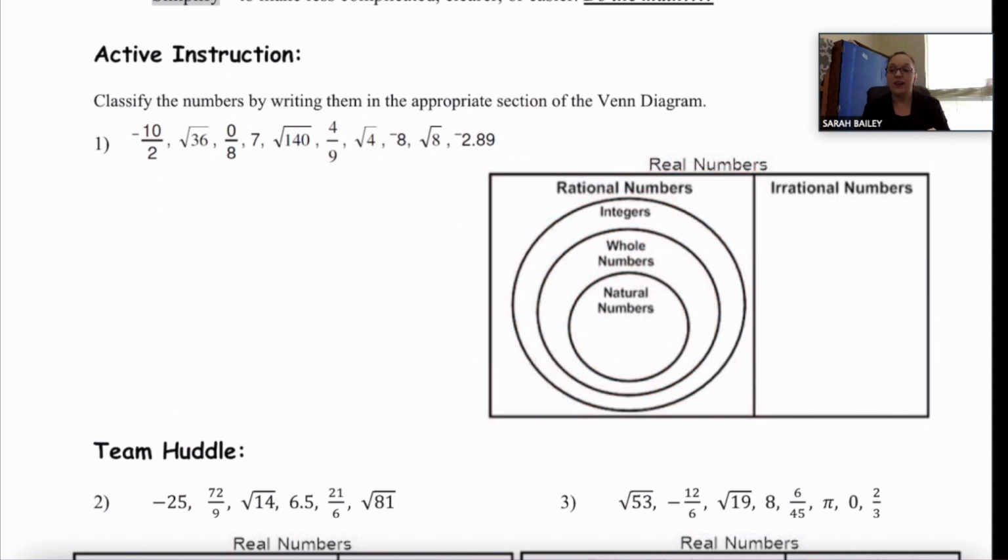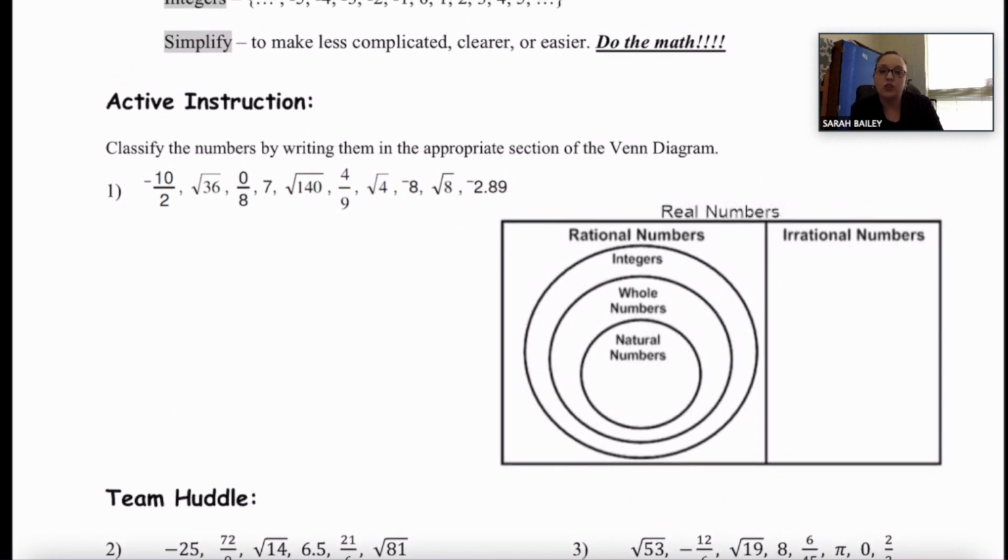Okay, so we're looking at number 1, and we're going to classify, or put, each of those values into the section of the Venn diagram that it belongs. So the first thing I need to do is look at my first number, negative 10 over 2. Well, negative 10 over 2 can be simplified to negative 5, right? So where would we place negative 5?